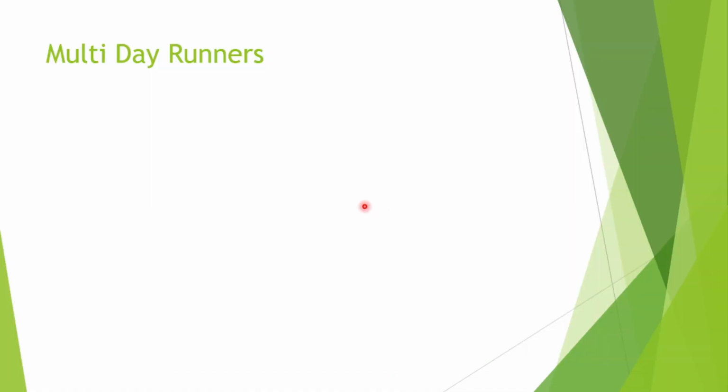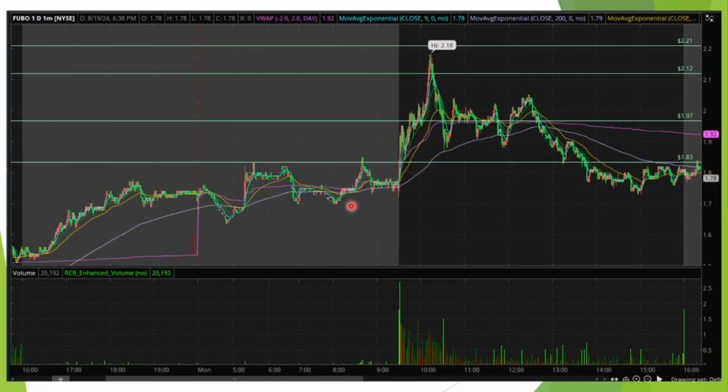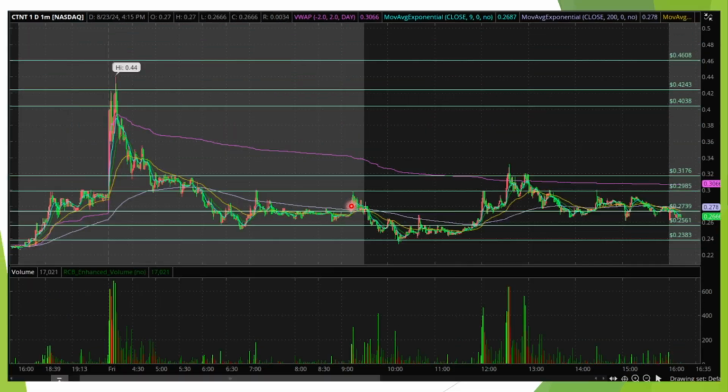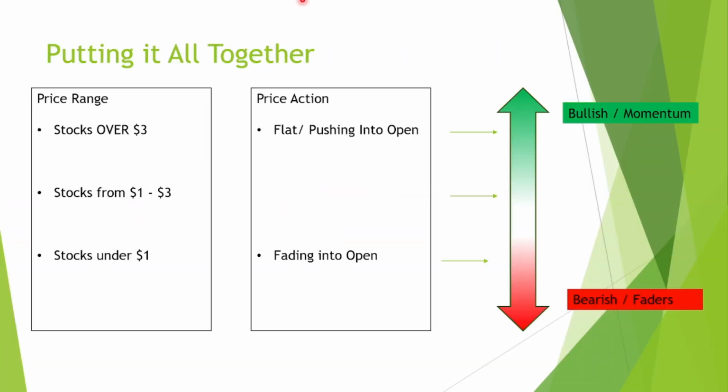Multi-days, we're not looking at multi-days. So anyways, to recap, go all the way back. Here we go. Again, we're looking for stocks $1 to $3 or over $3 that are flat or pushing into open. Those have the highest chances of being momentum. And the stocks that are under $1 in penny land that are also fading into open, we want to avoid. So GGs and bye bye.